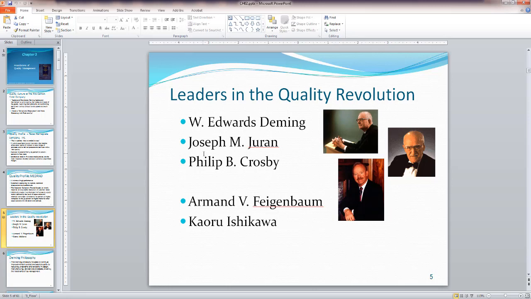Juran and Crosby, you can read about those as we go along, but the biggest guys here are Deming and Ishikawa. These two gentlemen were basically the developers of a whole lot of the total quality management and Six Sigma, the statistical analysis portion of this course.